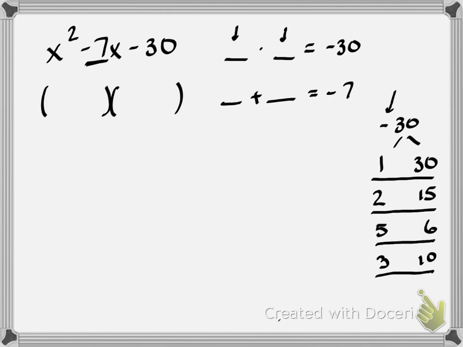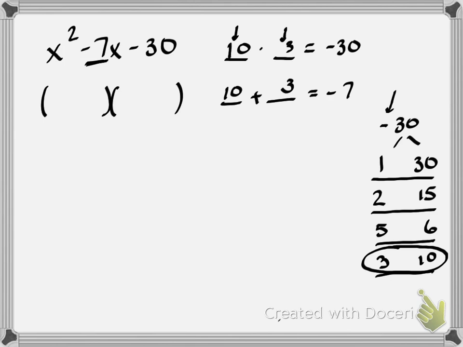Can I get to negative 7 with one of these pairs? If you take 3 and 10, those two numbers, if I mess with the signs, I can get those to add up to negative 7, because 10 minus 3 is 7. Okay? So I'm going to put those two numbers in here, 10 and 3. Now I need to know which one should be negative, the 10 or the 3.